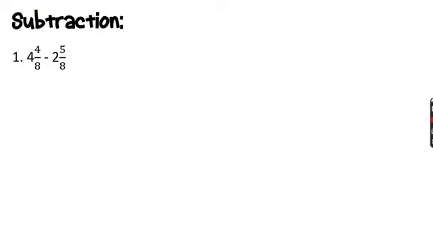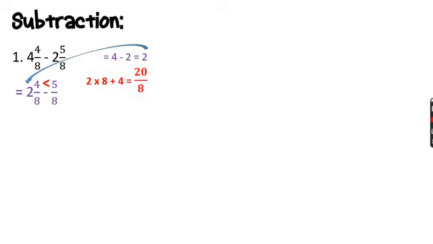Right, subtraction. 4 4/8 minus 2 5/8. Subtract the whole numbers from each other. 4 minus 2 is 2. This gives me 2 4/8 minus 5/8. Now, is my left numerator bigger than my right numerator? It is not. Therefore, I have to borrow from the whole number.